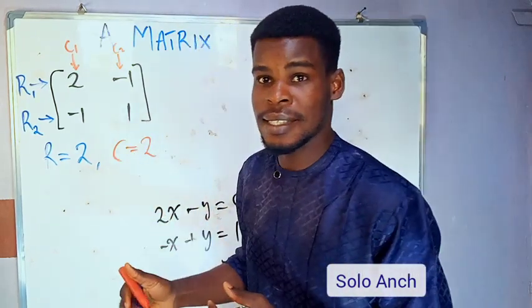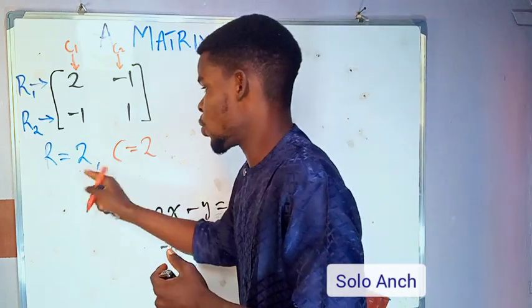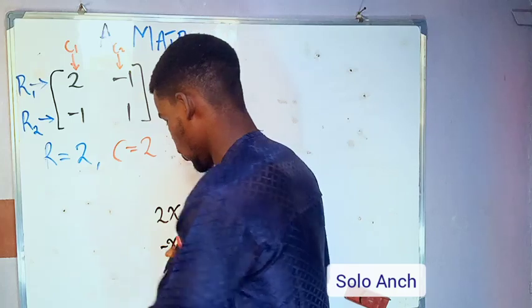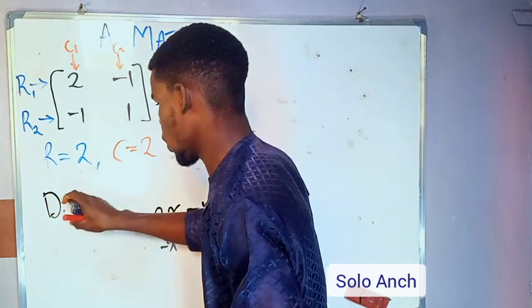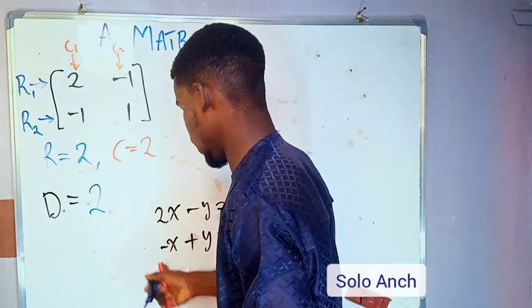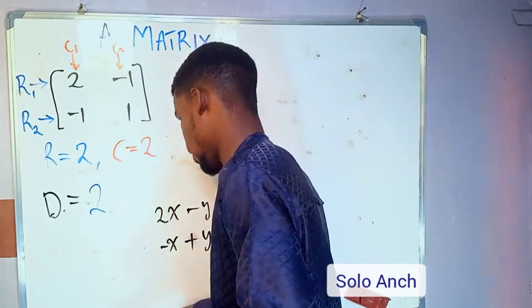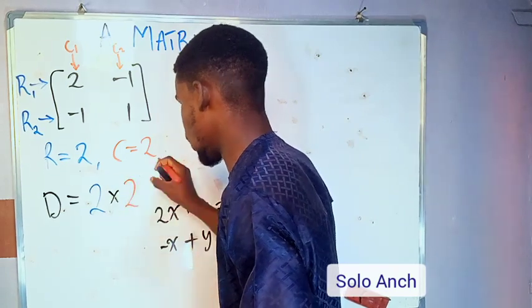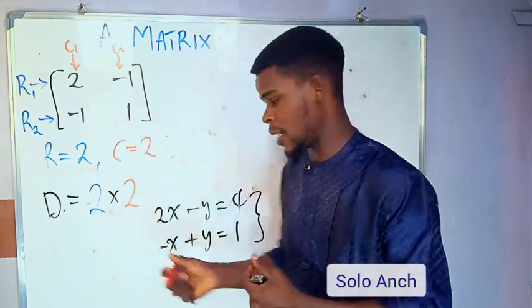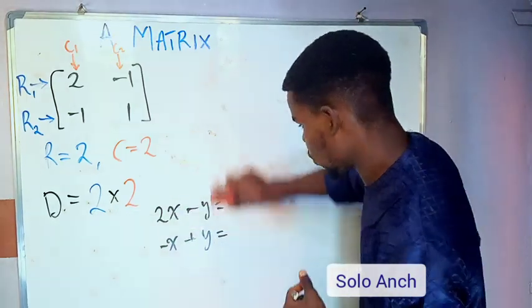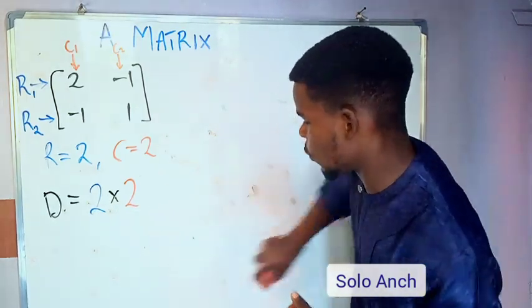In that case, this is a matrix of dimension 2 by 2. That is 2 rows and 2 columns. Whenever we are talking about the dimension of a matrix, we mention the row first before we talk about the columns. Always remember that: the row first before the columns.